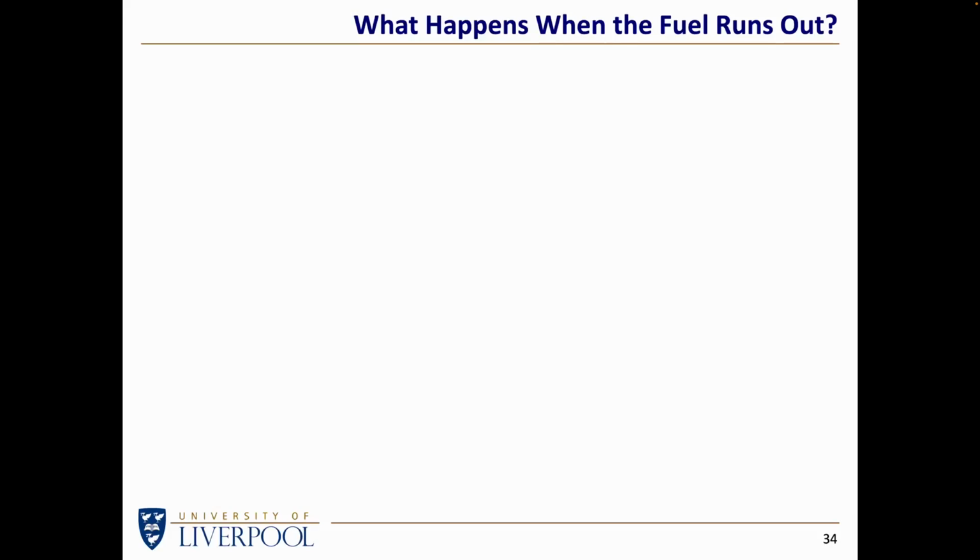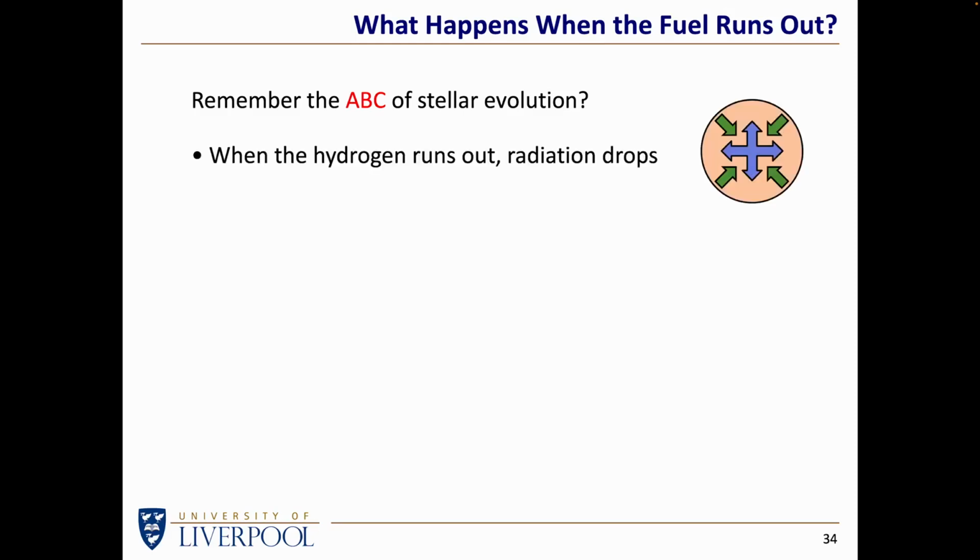So what happens when the fuel runs out? Well, this is where the ABC of stellar evolution comes into its own, because we can use the A and the B and the C to figure out what's going to happen when the fuel starts to run out. If we think of a star like our Sun, when the hydrogen starts to run out at the core, well, if we're no longer burning fuel at the same rate, the radiation is going to drop. And remember, all stars are a balance between gravity pulling in and radiation pushing out. So if the radiation starts to drop, that means the star is going to get out of balance, because now gravity wins over radiation, because the radiation is now less than is required to overcome gravity.